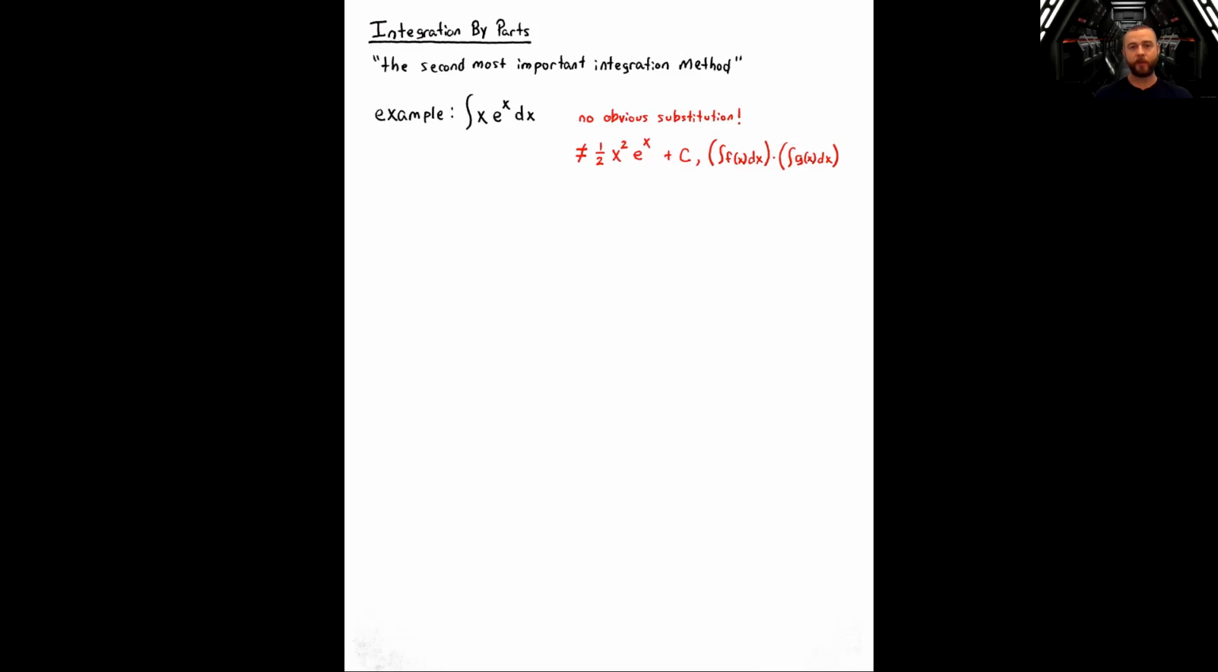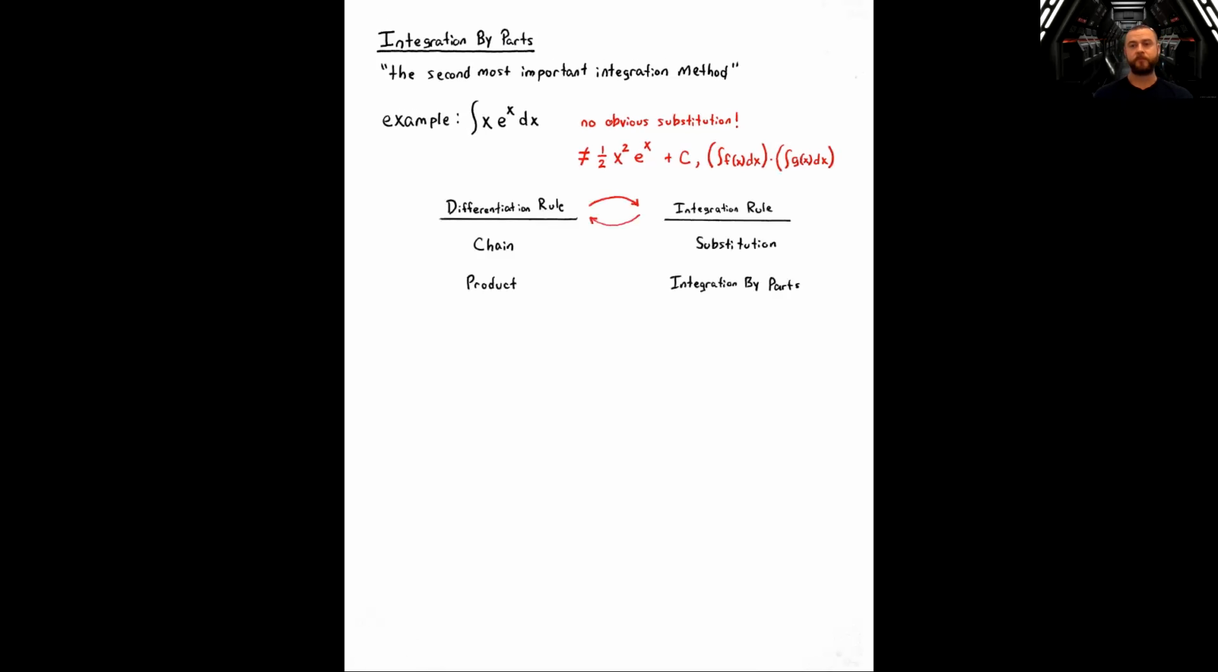Okay, so here we go. We have an example that none of our existing methods and techniques apply to. So we need something new. That something new is going to be integration by parts.